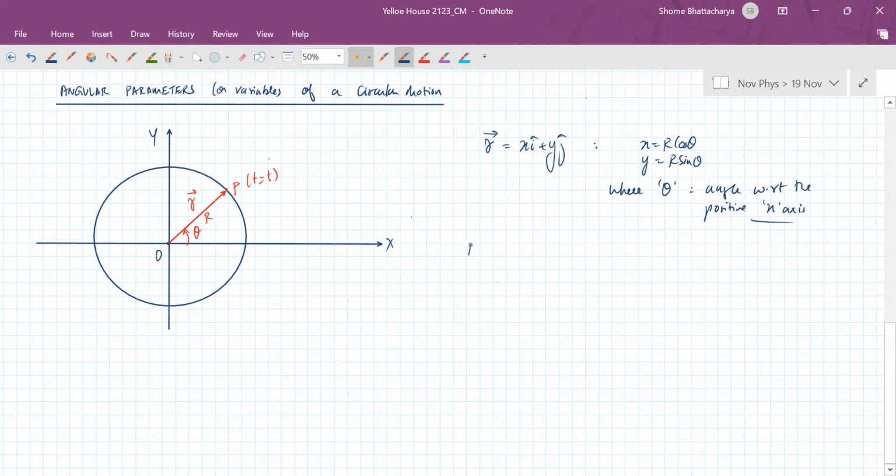So this theta becomes what we call angular position. It is expressed in radians, that is the SI unit. And the sign convention that we use to describe it is that anti-clockwise is positive and clockwise is negative.